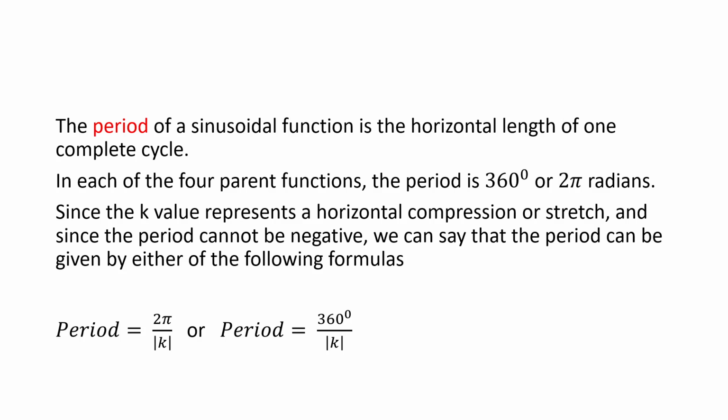The period of a sinusoidal function is the horizontal length of a complete cycle. In each of the 4 functions shown, the period was 360 degrees, or 2 pi radians. You might recall when we looked at each of those, that 360 degrees, or 2 pi radians, is where the curve would start to repeat itself. Now, since the k value represents a horizontal compression or stretch, and since the period can't be negative, we can actually remember these 2 formulas as well. The period will be 2 pi over the absolute value of k, or 360 degrees over the absolute value of k.